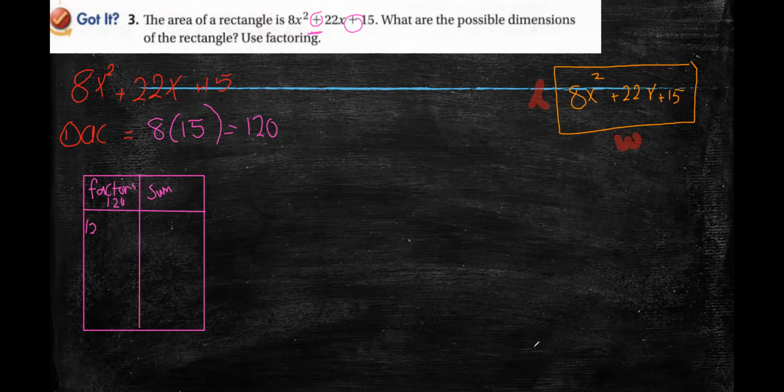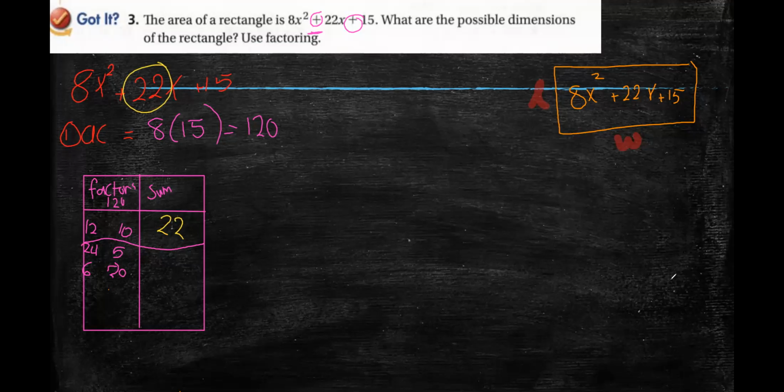It could be 12 times 10, 24 times 5, 6 times 20, and so on. If you add 12 plus 10, you get 22. So I found my B, which is 22.